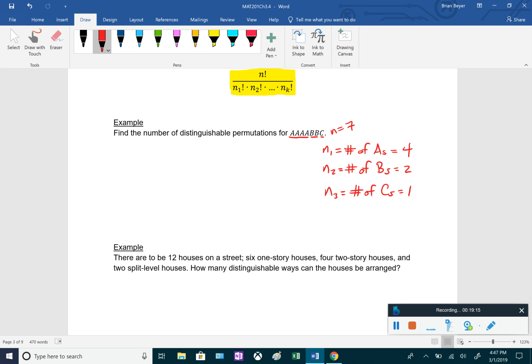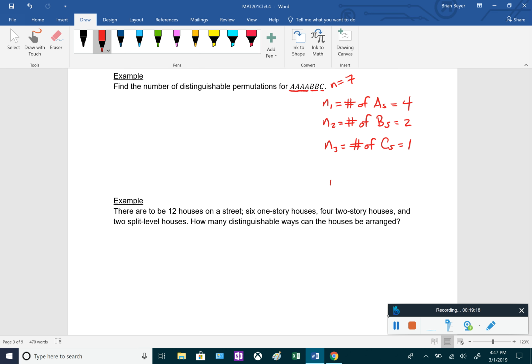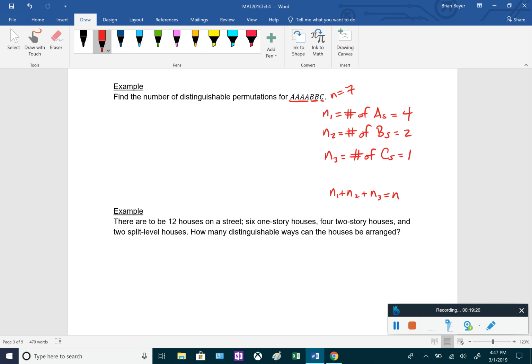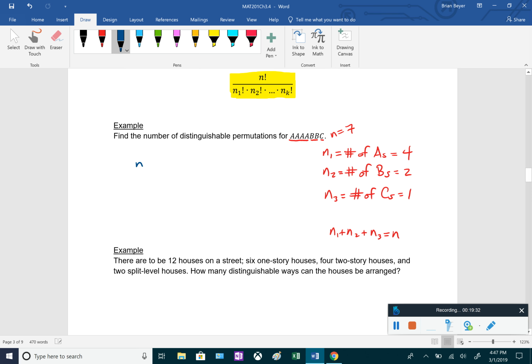Okay, so something to keep in mind here. Put a little note. When you're adding all of these up, n1 plus n2 plus n3, that should always equal n, which it does. 4 plus 2 plus 1 equals 7. So doing this formula, it's going to be n factorial over n sub 1 factorial times n sub 2 factorial times n sub 3 factorial. So we just have to plug everything in. So n was 7. That's 7 factorial. And n sub 1 is 4, so 4 factorial times 2 factorial times 1 factorial.